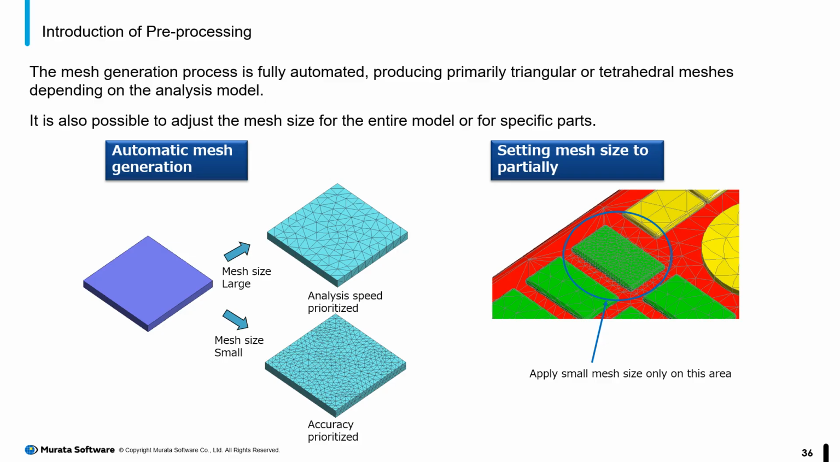Additionally, as shown in the figure on the right, there is a function that allows for partial specification of mesh size. This enables achieving appropriate analysis accuracy within an acceptable timeframe by selectively refining the mesh size as needed.